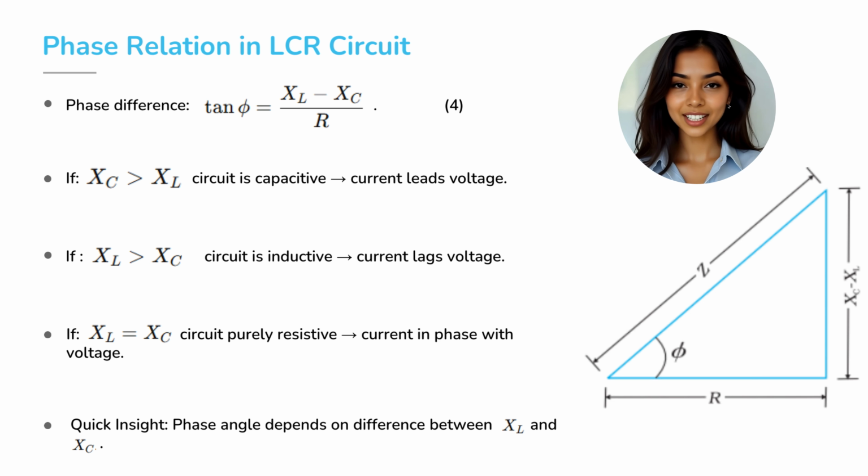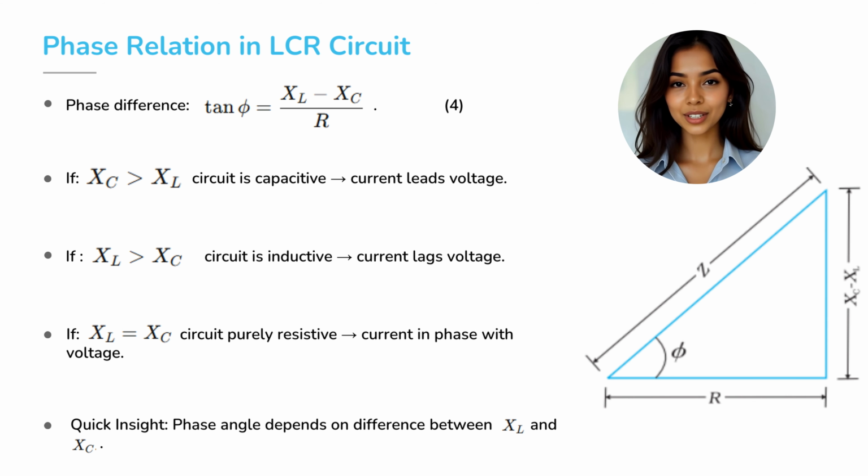Now that we understand impedance, let's explore the phase relation in an LCR circuit. The phase difference between voltage and current is given by the expression tan phi equals (XL minus Xc) divided by R. This tells us that the phase angle depends on the balance between inductive reactance and capacitive reactance.